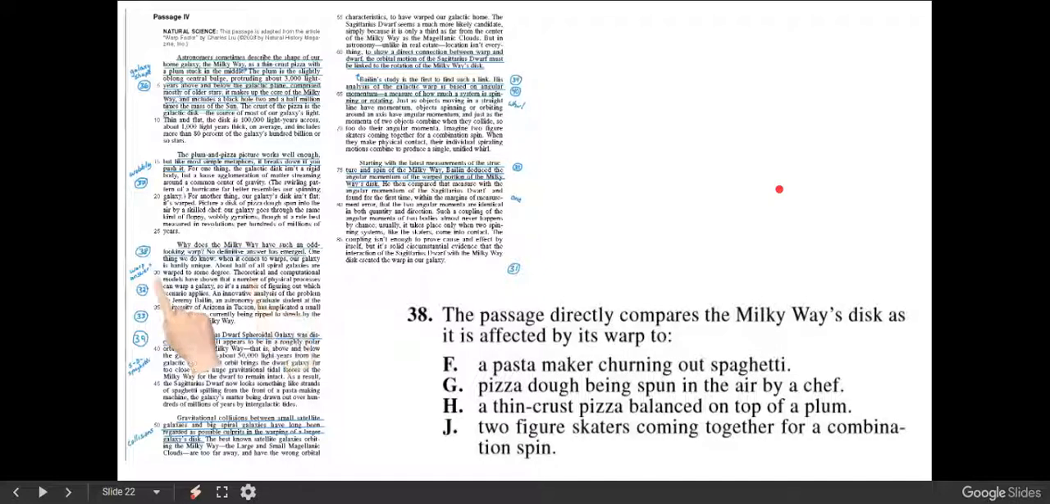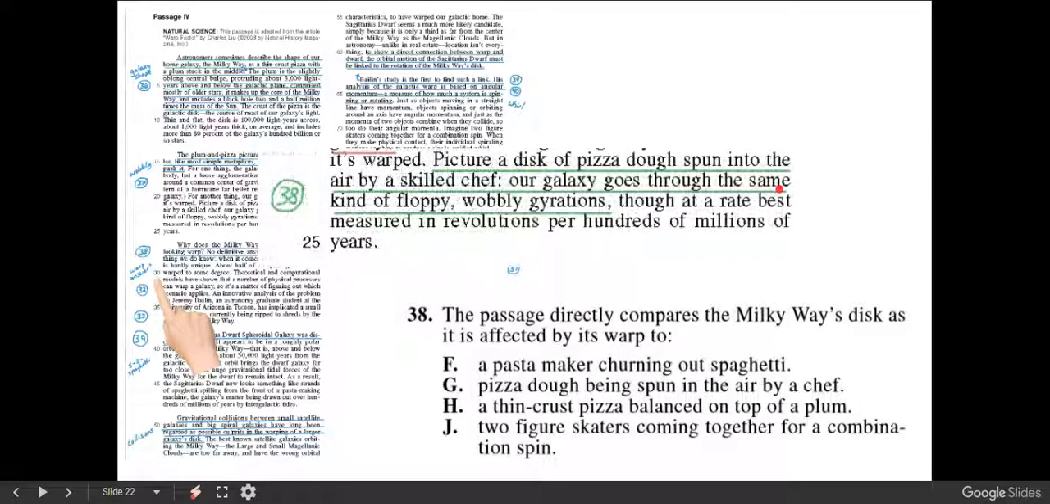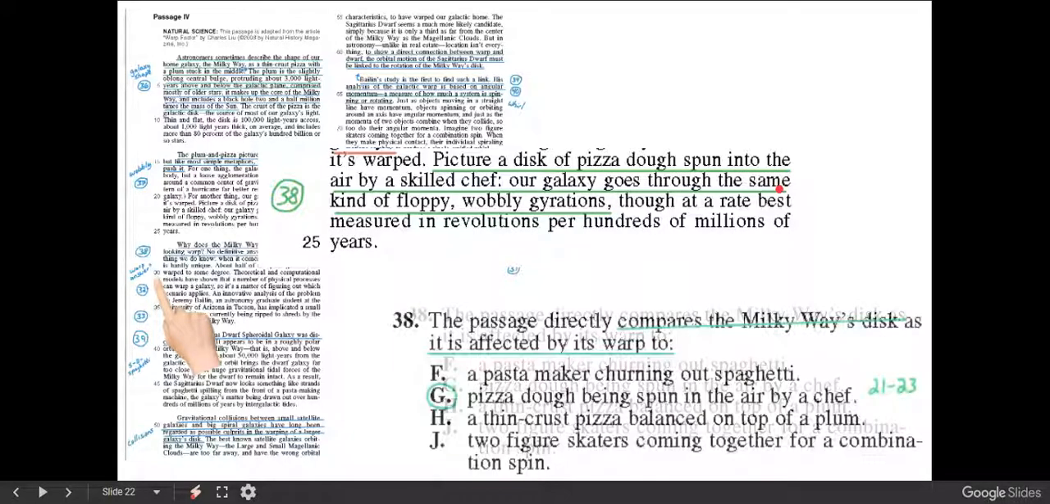38, the next one we mapped, primarily compares the Milky Way disk as it is affected by its warp to. And this one's a little bit tricky. You've got to read into this paragraph. Picture a pizza disc, a disc of pizza dough spun in the air by a skilled chef. Our galaxy goes through the same kind of wobbly gyrations. So it compares it to a pizza dough being spun in the air by a chef. So that's directly in the passage.